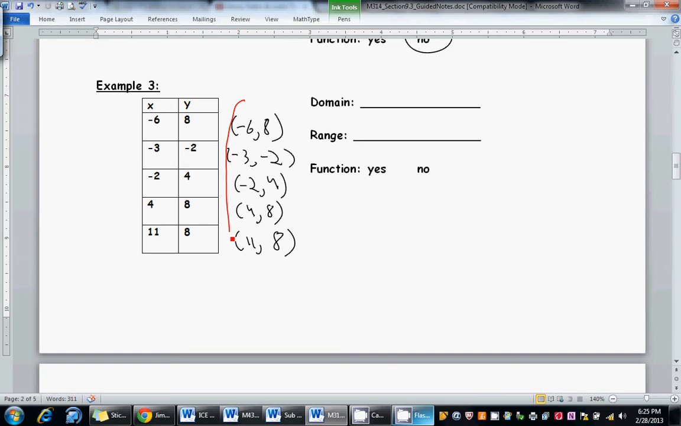So, looking down my x column, right? Here's my x column. That makes up my domain. So, curly bracket, -6, -3, -2, 4, and 11.